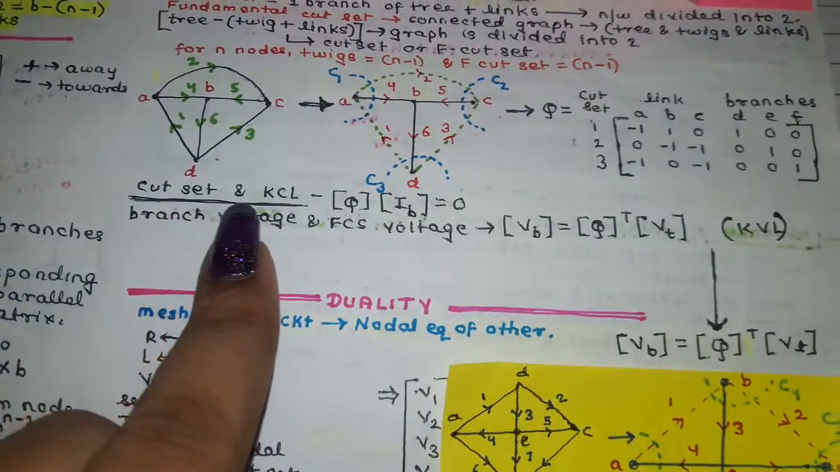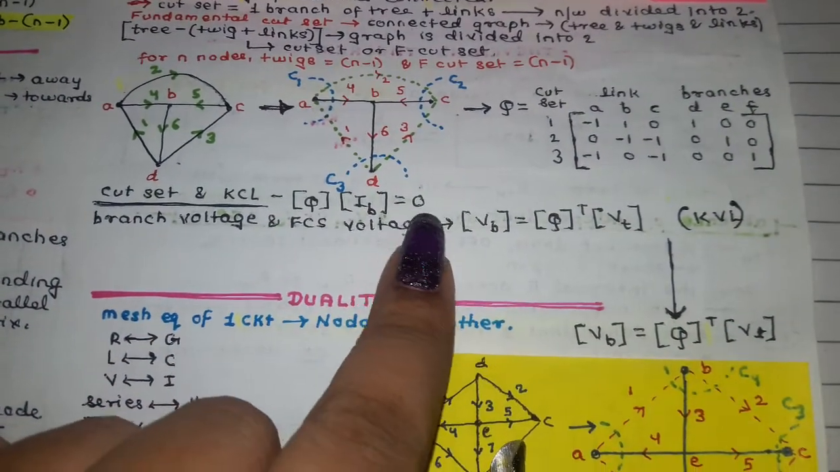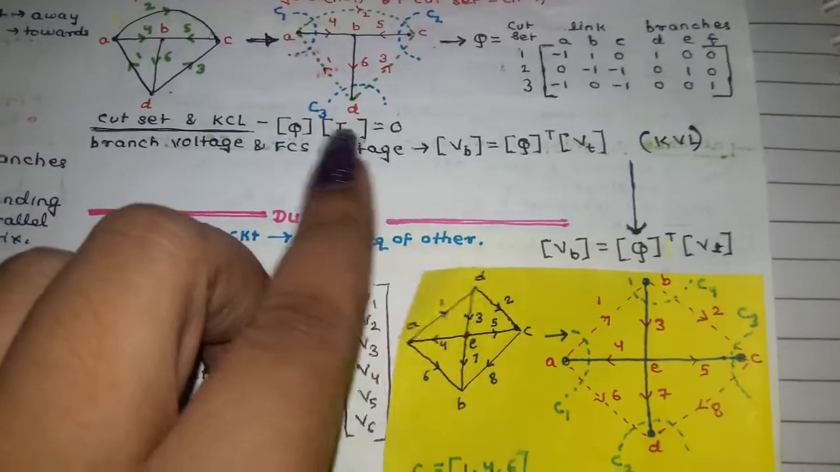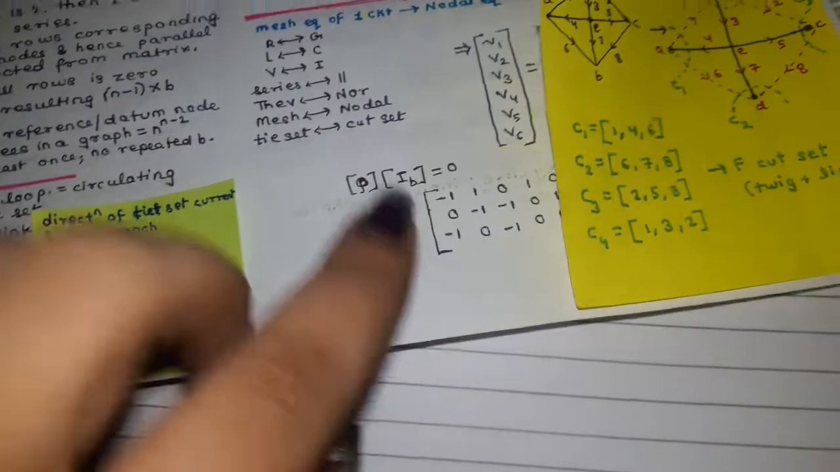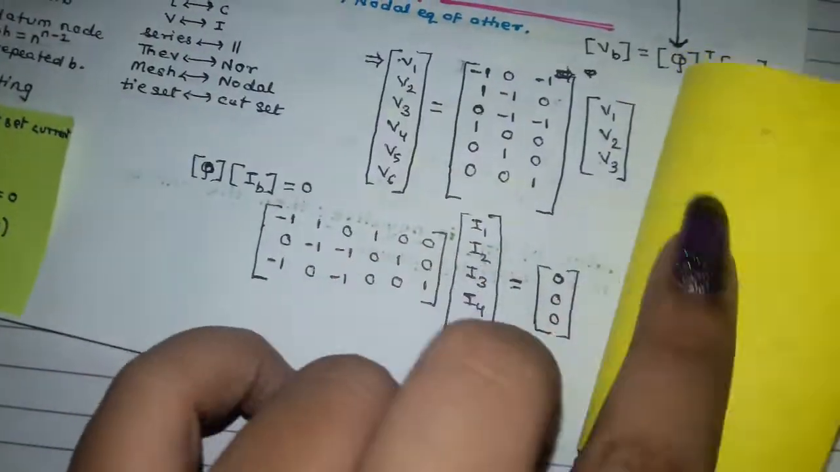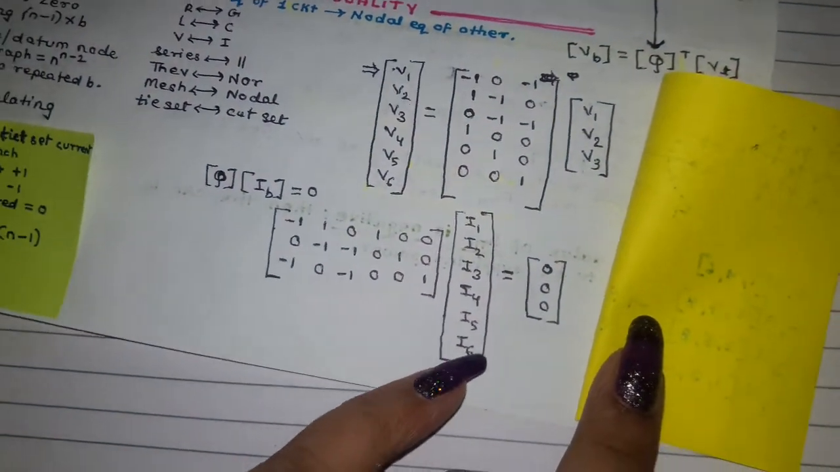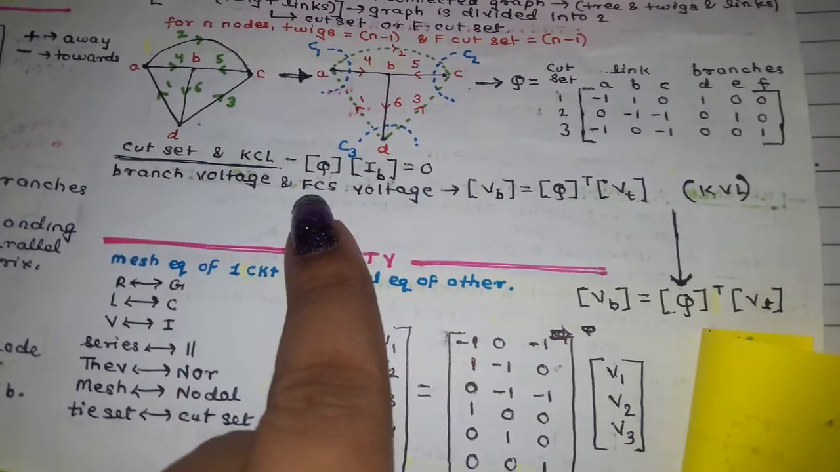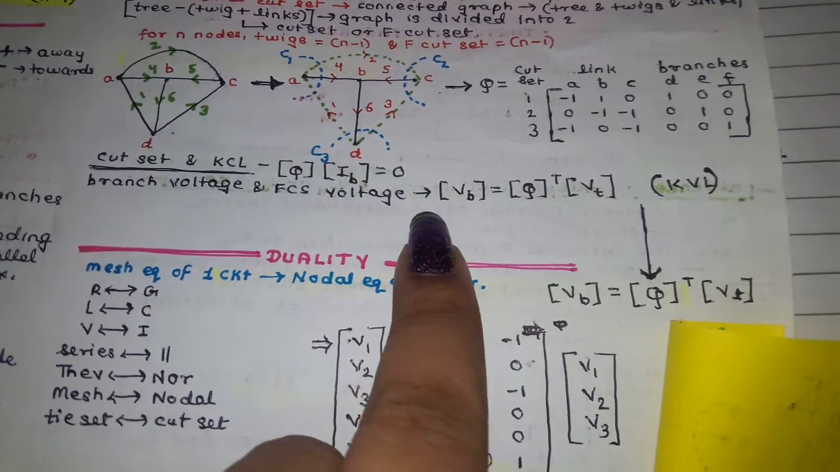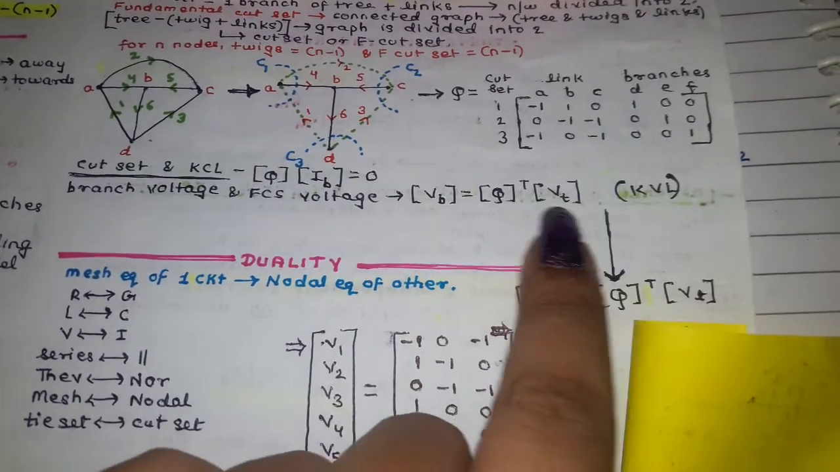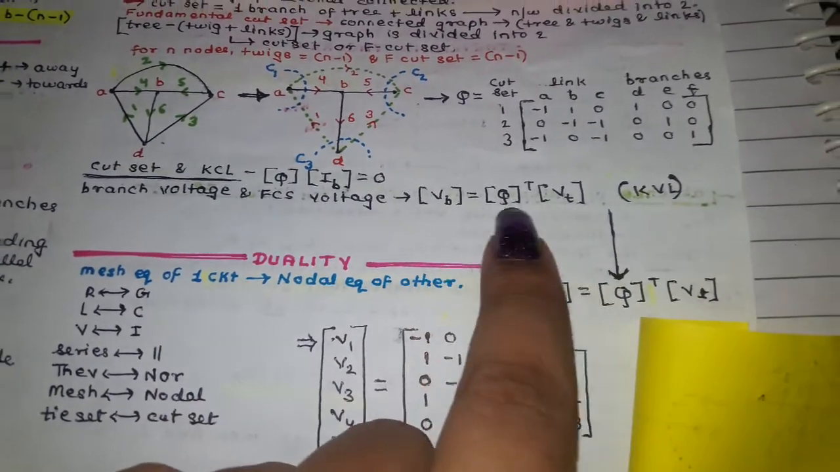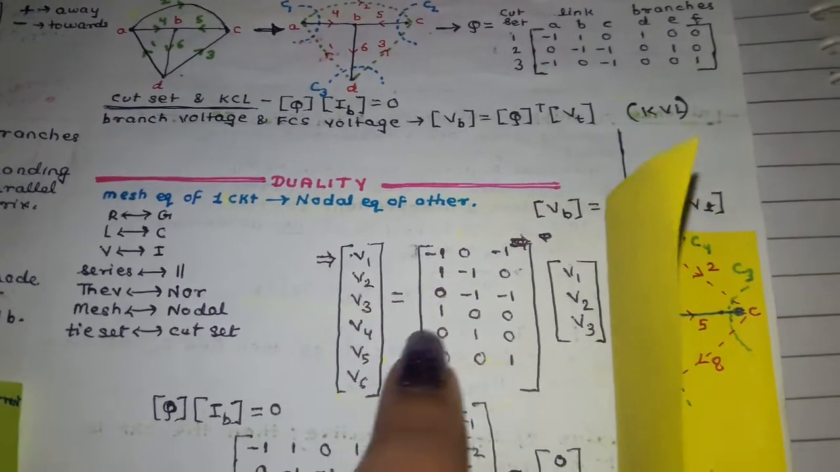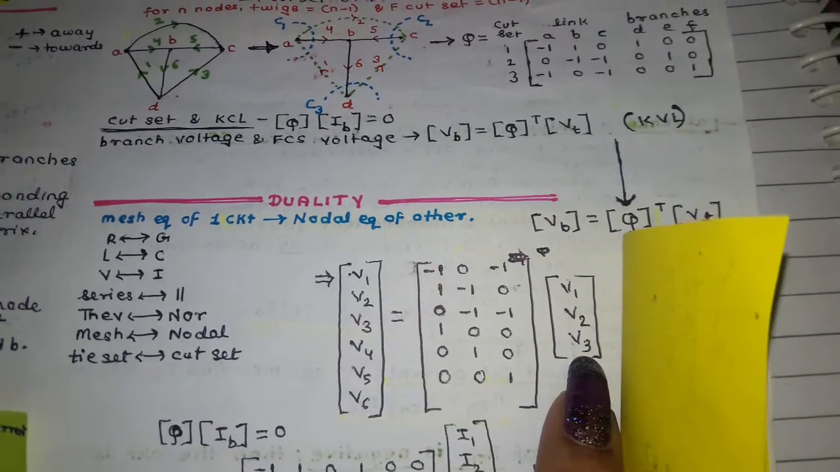Now let's talk about the cut set and KCL. It is given by the formula QIB equals 0. You can find the branch currents through this formula. Then we have the branch voltage and the fundamental cut set voltage. We are using KVL, and the format of this formula is as follows: the cut set voltages, the matrix and so forth.